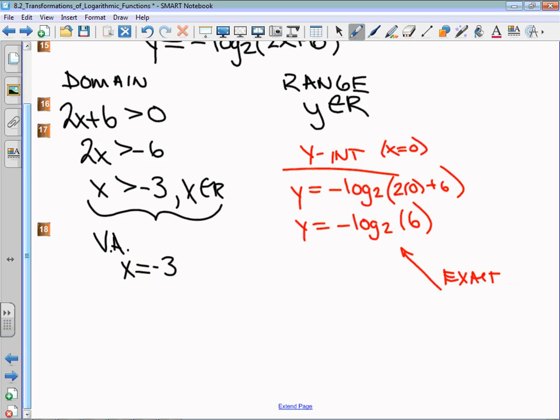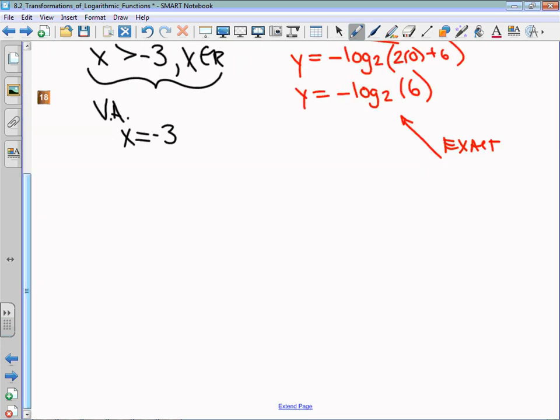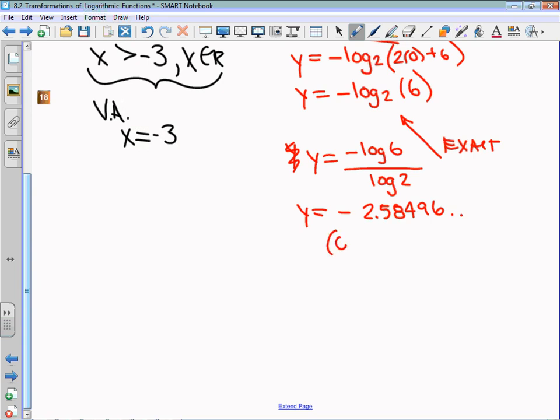If you wanted to calculate what this is on your calculator, I would say that y is equal to negative log base 10 of 6 divided by log base 10 of 2, and what I get when I use my calculator is negative 2.58496, typically rounded to the nearest hundredth. So I'm going to put 0, comma, negative 2.58.